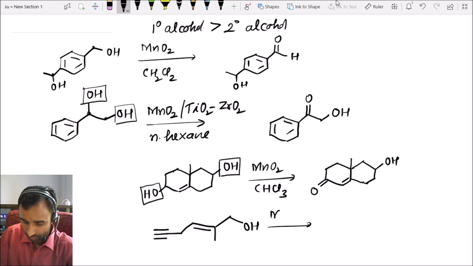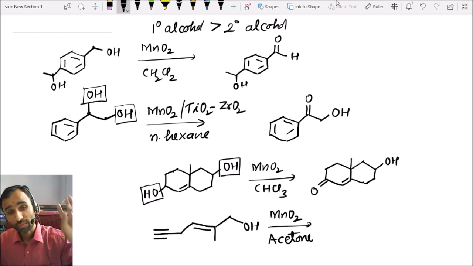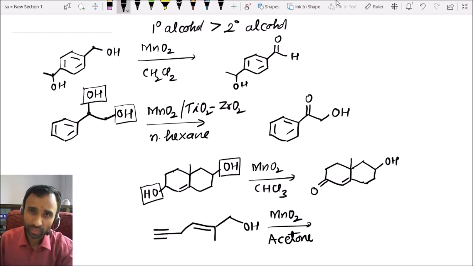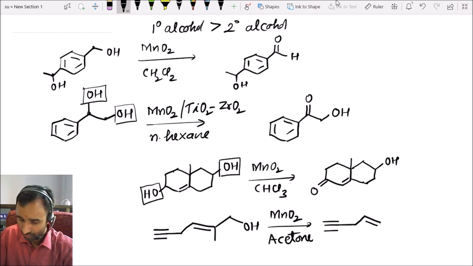Okay, MnO2. Okay, let us change the solvent, acetone. You can use methylene chloride, you can use chloroform, you can use normal hexane, you can use acetone, any inert solvent. Okay, you know what is an inert solvent, which is not going to participate in the reaction, right? Okay, so now tell me what would happen. See, for this OH, there is only one option, so no effect on triple bond, no effect on double bond, only this OH will be oxidized, right?